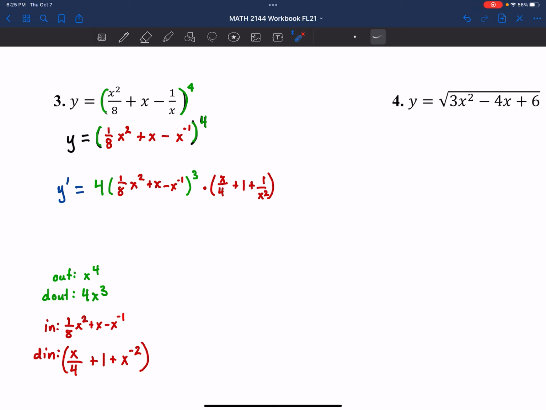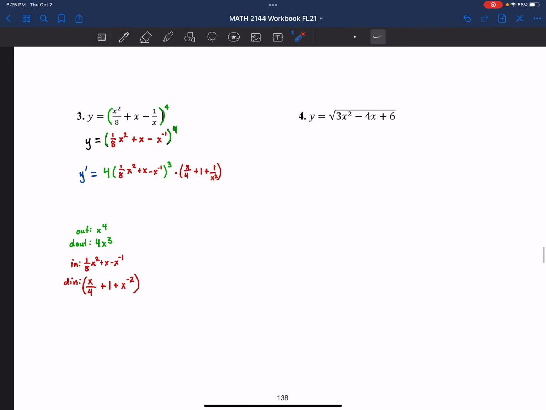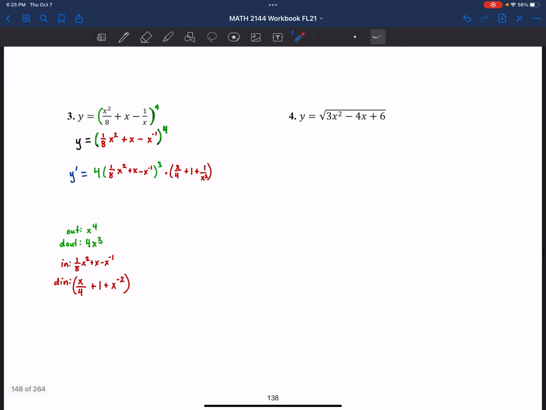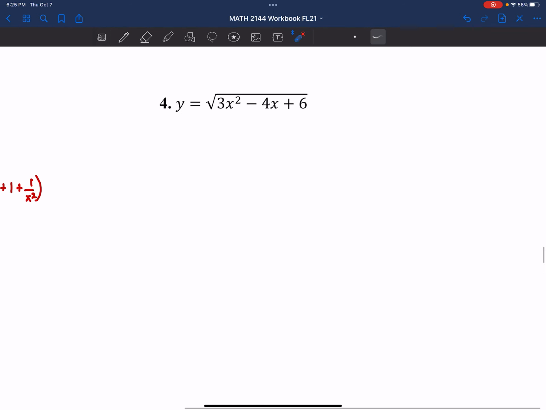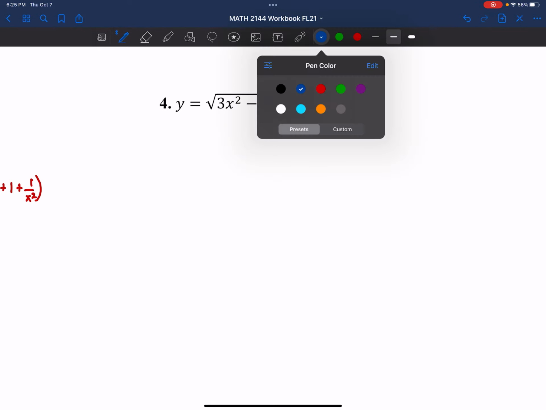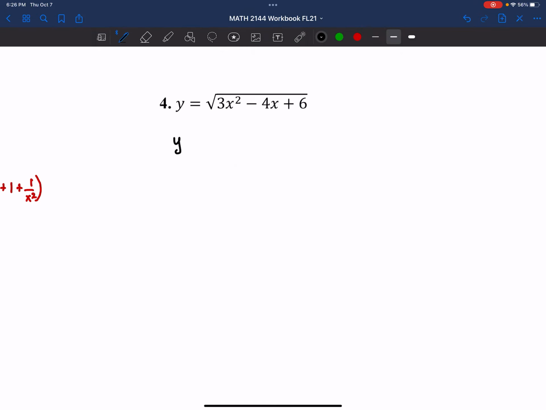Not a whole lot to clean up. I mean, I guess you could distribute the 4 over this one if you wanted to, but it's really fine there. All right, so number 4 now is going to have the initial algebraic step first, where we're just going to write our outer function as a power.